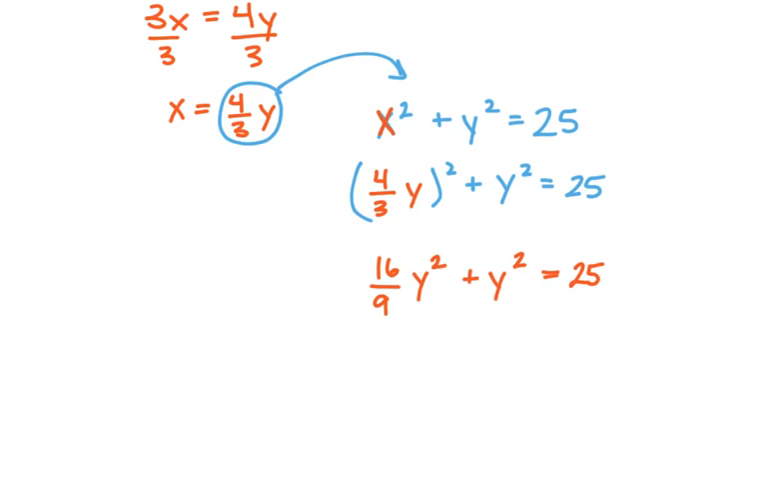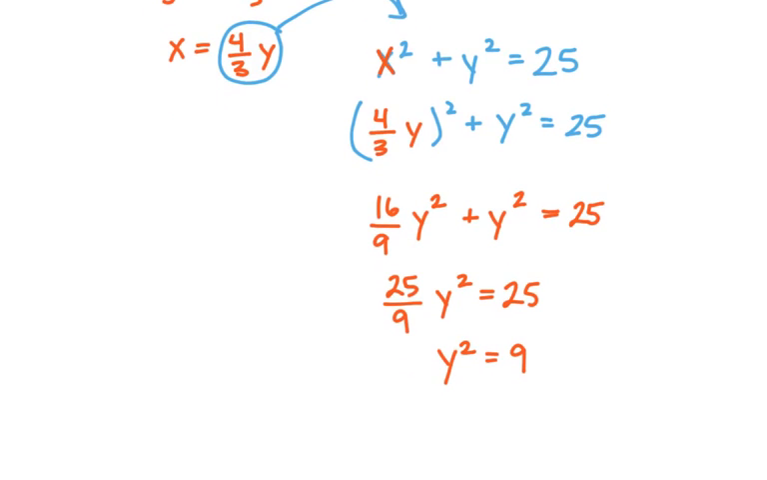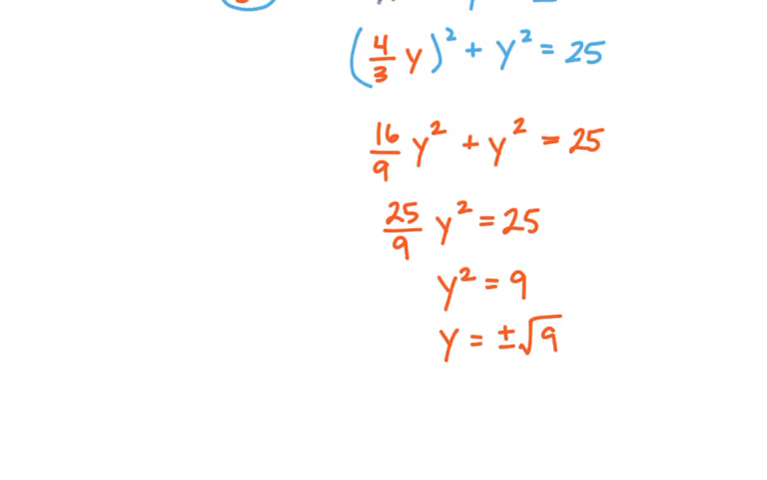So now I have 25 ninths y squared equals 25. Multiplying by that reciprocal, I get y squared equals 9. And using the square root principle, I've got y equals plus or minus the square root of 9, or rather y equals plus or minus 3. I have two unique real y values.